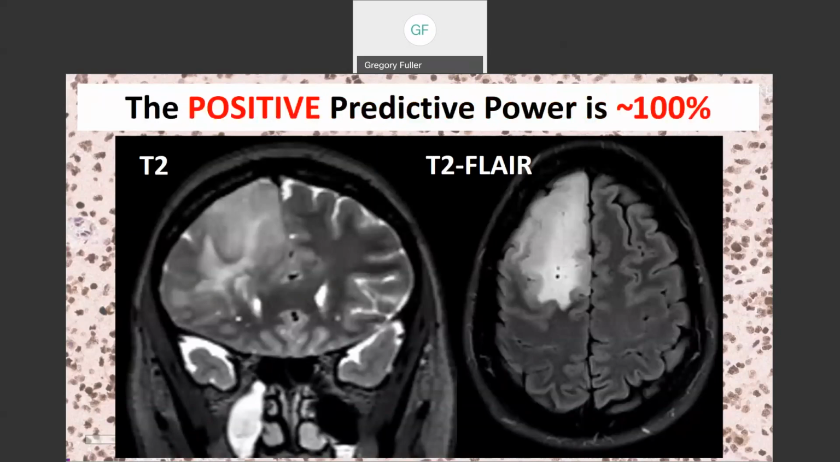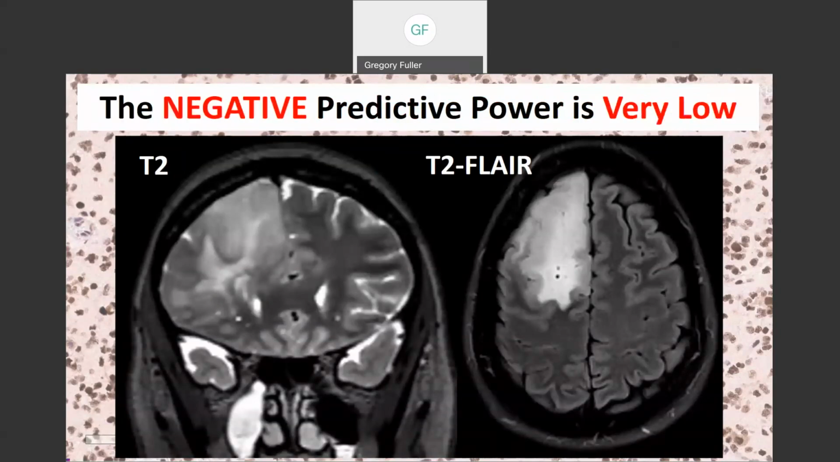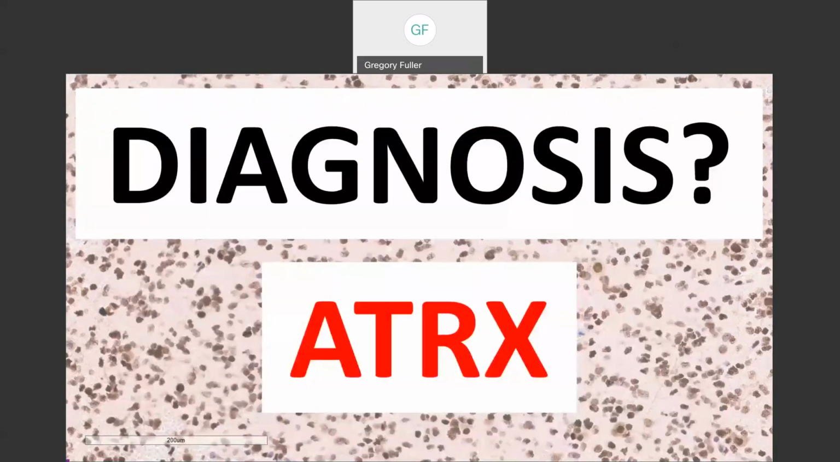The positive predictive power, that is if the T2 FLAIR sign is present, which is suppression or hypointensity of the T2 hyperintensity on the FLAIR sequence, its predictive power is about 100%. For what? For diffuse astrocytoma IDH mutant, all right? It could be a 2 or 3. But the negative predictive power is very low. In fact, we would consider it non-contributory. What does that mean? It means that based only on the T2 and the T2 FLAIR that you're looking at here, this could be an astro or an oligo, right? We have to use the molecular signature. We have to use the ATRX, all right?